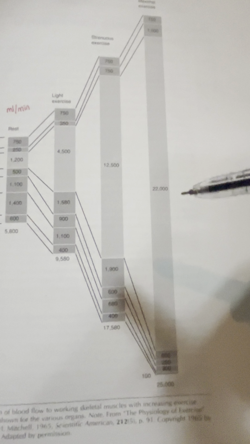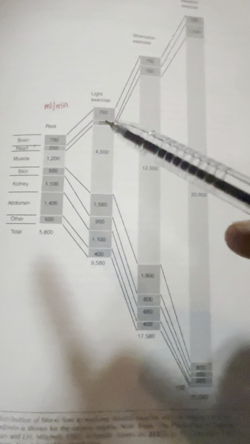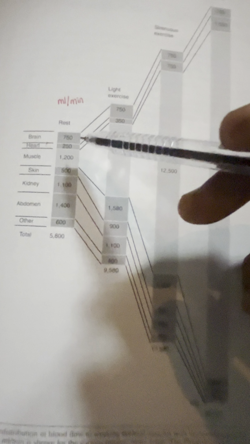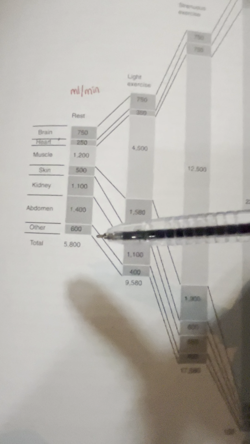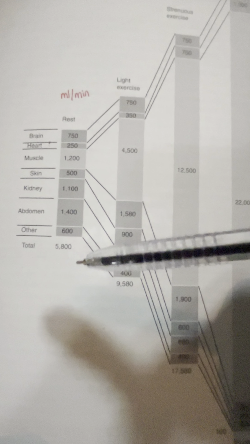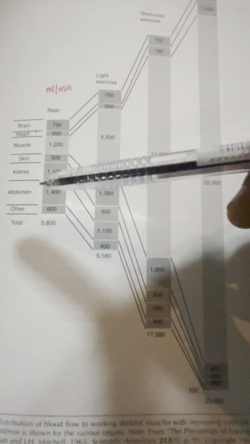Bloody amazing. If you look at 1,200 to 22,000, that's 20 times. That's how plastic this pump is, this organic mechanical pump. Now here's another thing that's interesting. At rest, your kidney, abdomen, and skin also take some of that load. But as the intensity increases, the blood flow into the abdomen doesn't proportionally increase. In fact, it goes down.